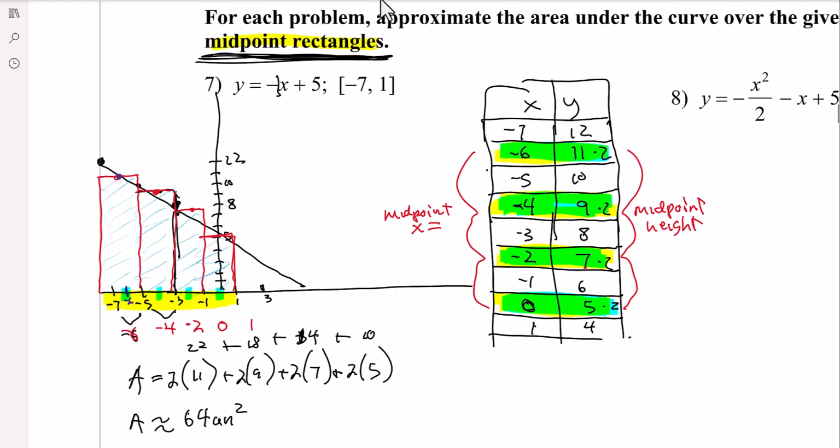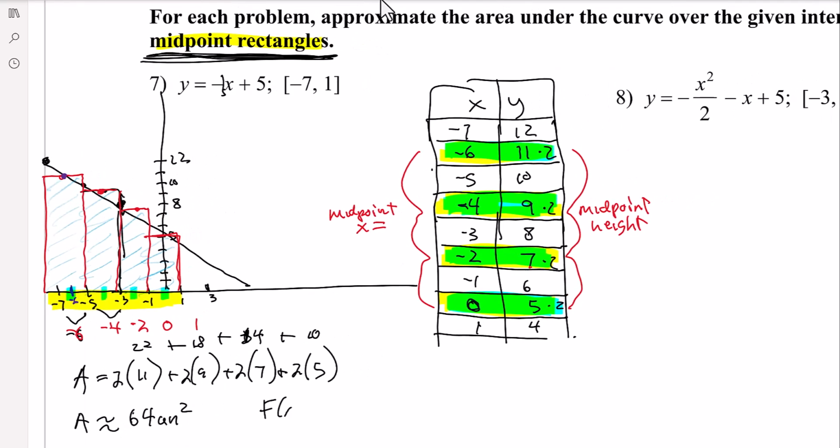So if we said, and we better put, this is from, the lower bound is negative 7, the upper bound is 1. That's going to roughly be about 64 units squared if I did the math correctly. Because what we're doing now is we're taking the height of the midpoints.